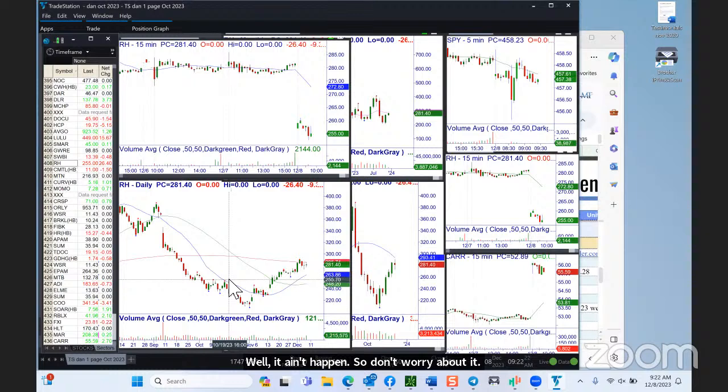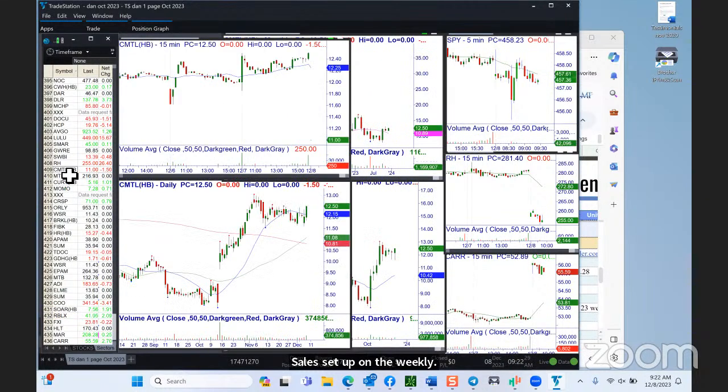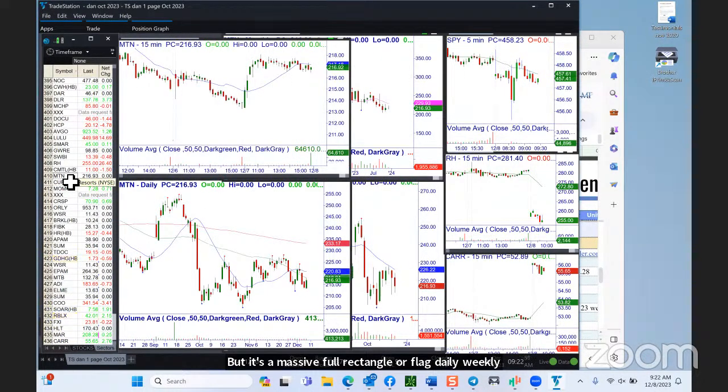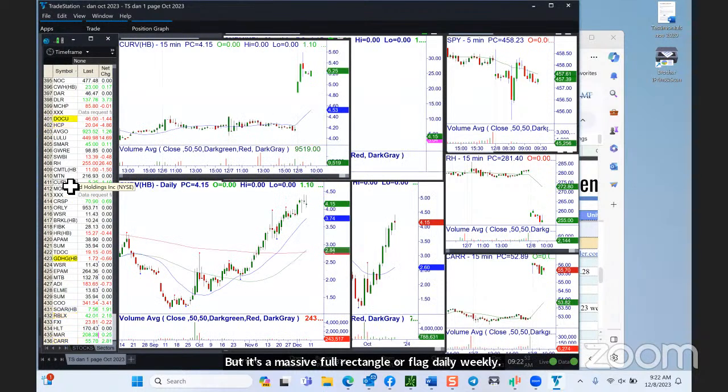Restoration Warehouse 255. Range bound sell setup on the weekly, no pattern yet, but I put it here in the middle chart. Now this is another one I set up at open flat. It would have been a good long. I see one print down here, but I don't trust it. But it's a massive bull rectangle, bull flag, daily, weekly. Mountain, no print, I'll come back. Curve, that's an excessive gap. I'm not doing anything with it.